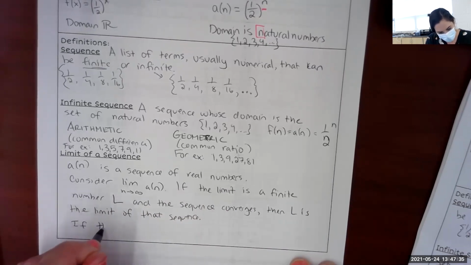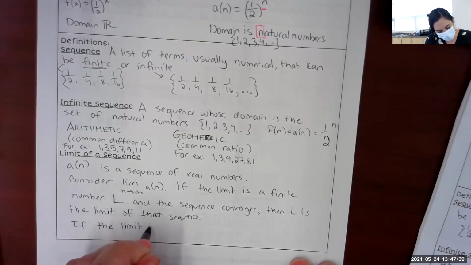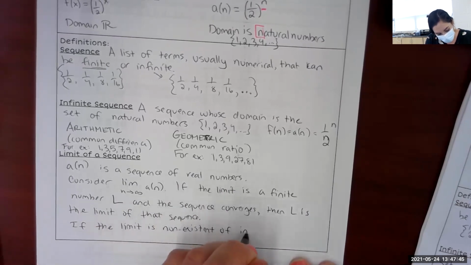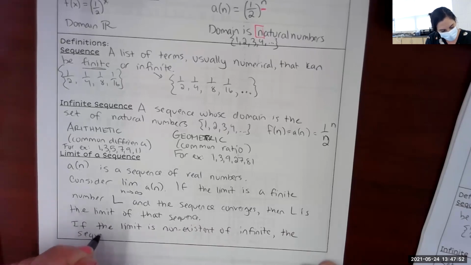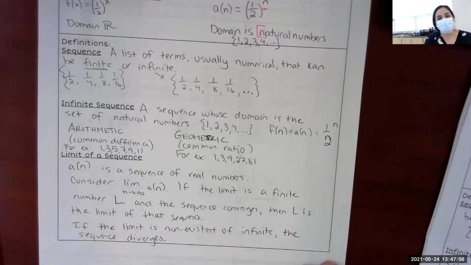If the limit is non-existent or infinite, the sequence diverges.